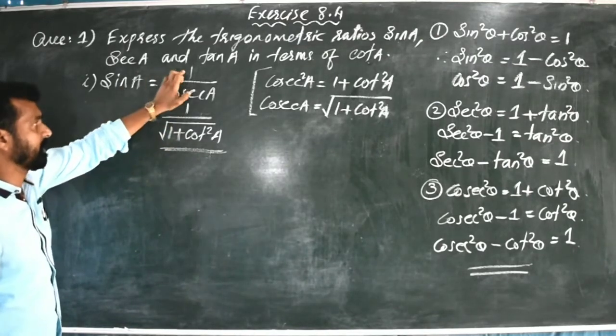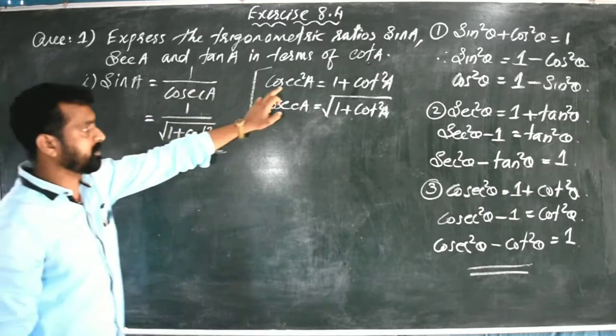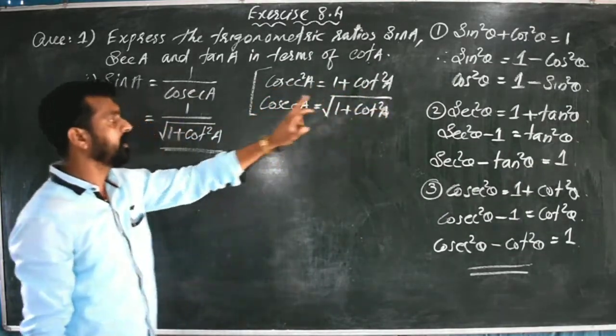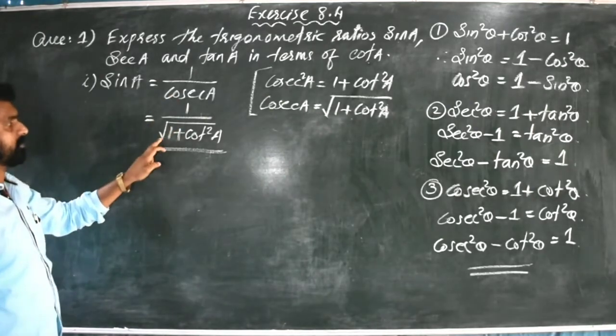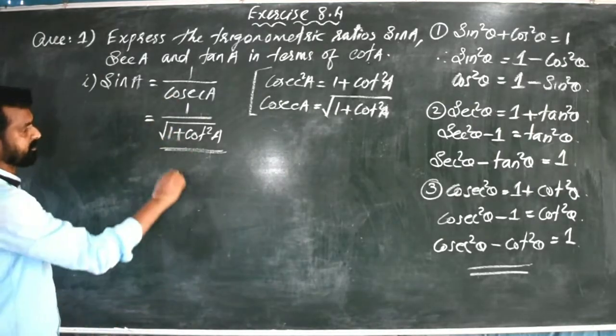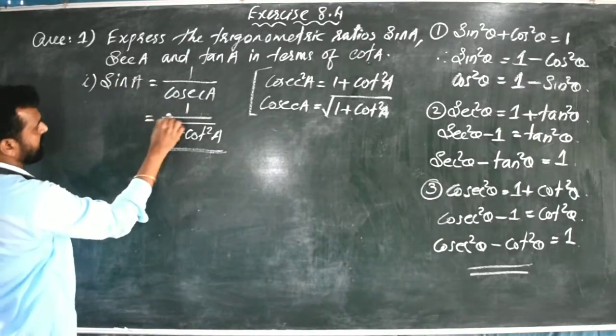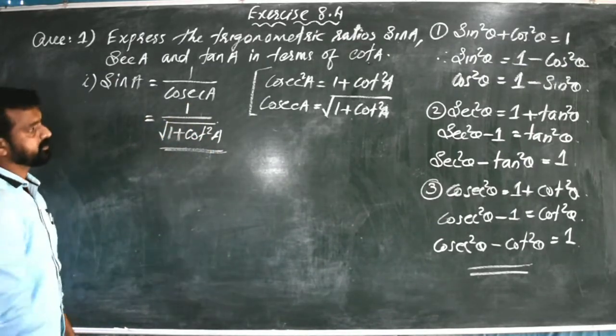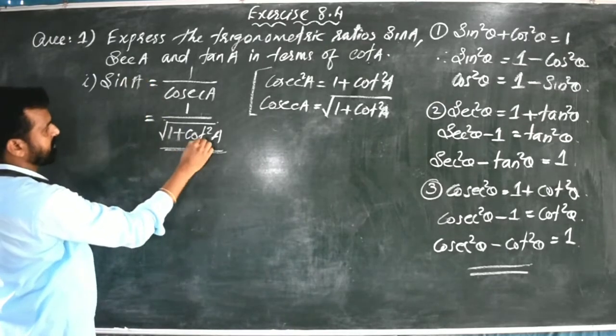Sin A is equal to, we can write 1 by cosec A. Cosec square A is equal to 1 plus cot square A. Cosec A is equal to square root of 1 plus cot square A. So that we are writing in place of cosec A. So sin A is equal to, what is the answer? 1 divided by square root of 1 plus cot square A. So now we have expressed sin A in terms of cot A.